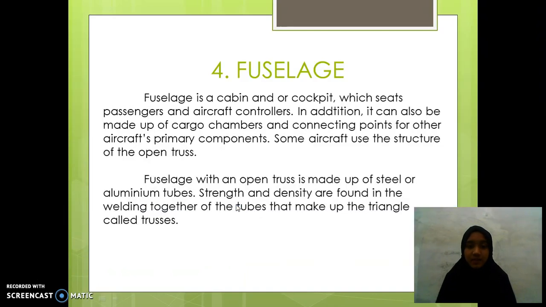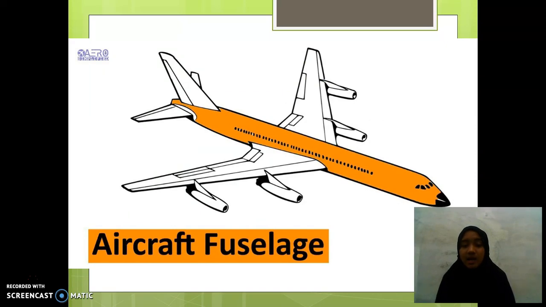Okay, next, fuselage. Fuselage is a cabin and or cockpit which seats passengers and aircraft controllers. In addition, it can also be made up of cargo chambers and connecting points for other aircraft's primary components. Some aircraft use the structure of the open truss. Fuselage with an open truss is made up of steel or aluminum tubes. Strength and rigidity are found in welding together the tubes that make up triangles called trusses. And this is the picture of aircraft fuselage.